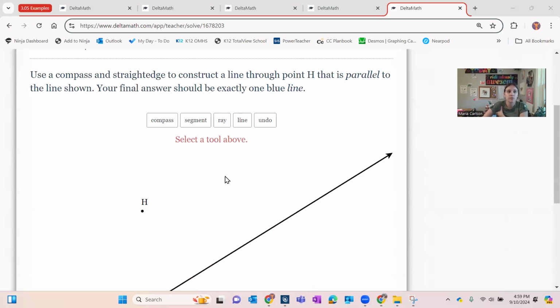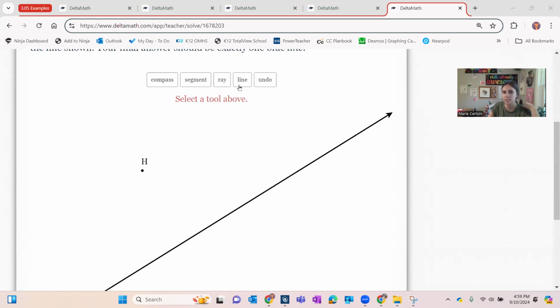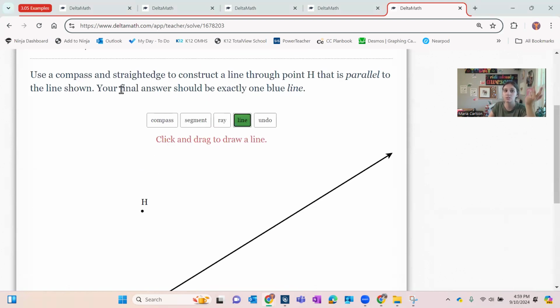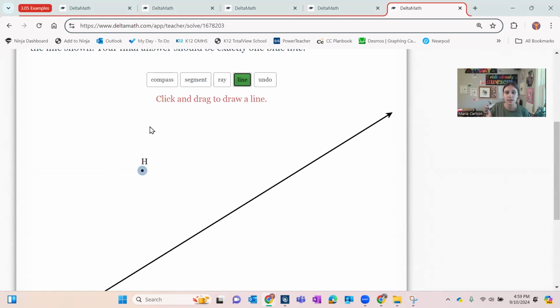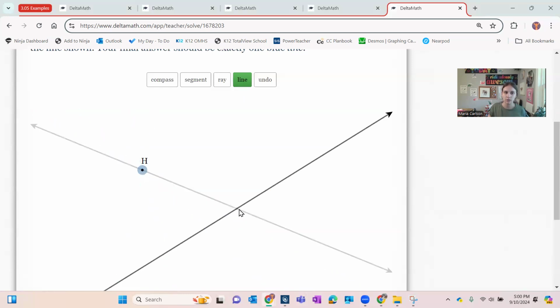So what I'm going to do is use first the line tool, and I'm going to construct this transversal line through this point H to the original line. Our goal is to use the compass and straight edge to construct a line through point H parallel to what we already have. So first I'm going to create this alternate angle, and I messed up. It has to start at point H. So click on point H and then drag it to anywhere on your line. I think I'm gonna do here.